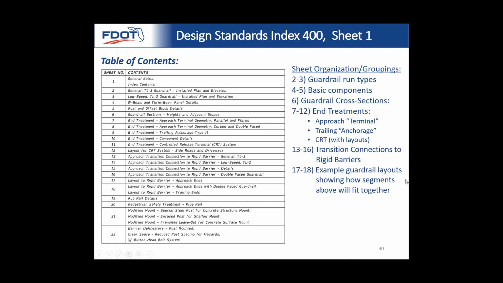17 through 18, we then show examples of how all these different segments fit together in various scenarios so the contractor gets a feel for how they fit together. And we show some good examples of that. Then we have Guardrail supplements like rub rail and pipe rail. I'll explain those in a minute. Modified post mounts. That would be for mounting into concrete structure you couldn't avoid, or if you had to put in a shallow mount to avoid utilities, you have a different kind of post, or if you had to mount through concrete surface, you'd want to use a special frangible leave out where you block out the concrete around the post, and I'll explain that in a moment.